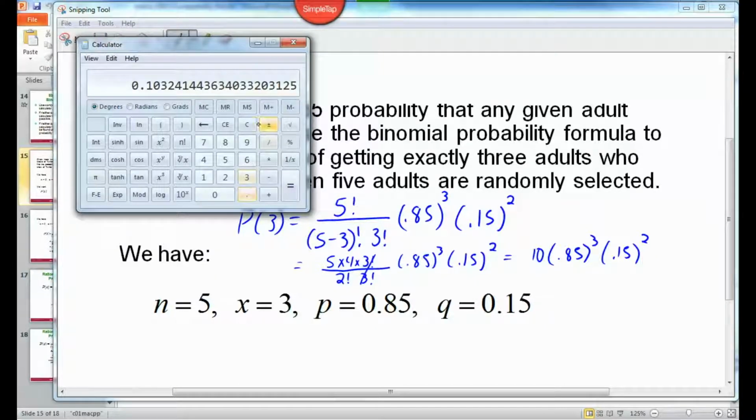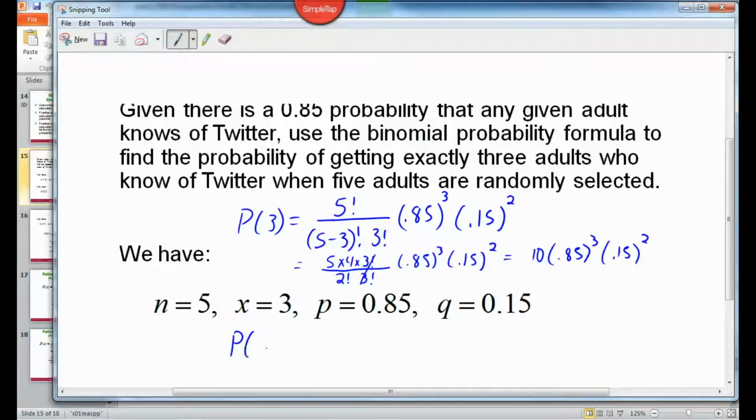Alright, so 0.85 raised to the third. You might want to put your 10 in first, but it doesn't matter. I can say that times 10, and then times 0.15 raised to the second. Alright, so if we round that to 3 places, that will be a probability of 0.138. This is the probability of exactly 3, 0.138, and that's rounded, of course.